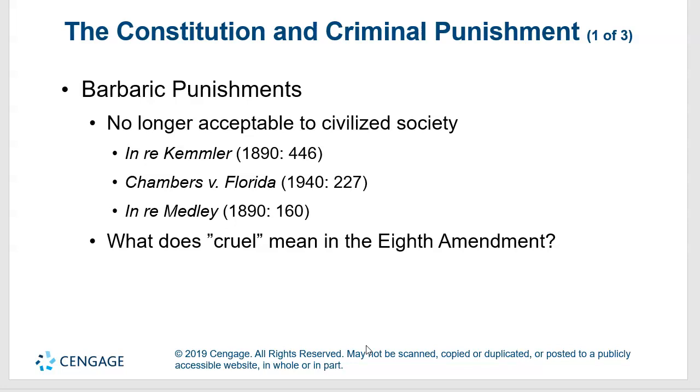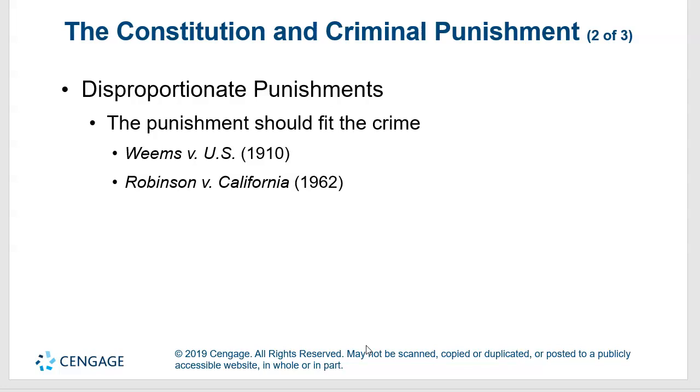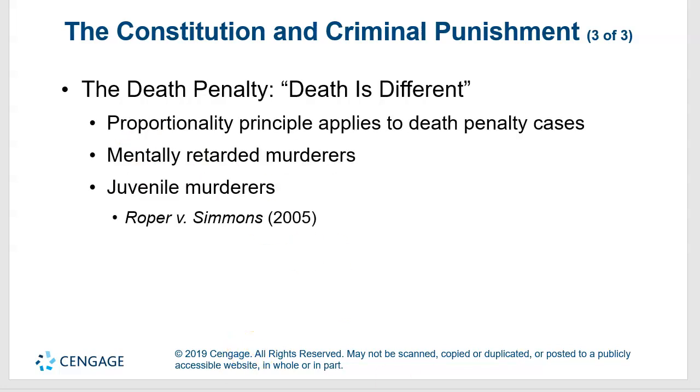Now, the Constitution also places some limits on criminal punishment. Barbaric punishments are prohibited. The word cruel generally means that disproportionate punishments are prohibited. It also limits how we perform executions and things like that. It also notes the idea that death is different. Death proportionality applies to death penalty cases. Therefore, we only execute people guilty of treason and people who have committed first-degree murder. There is no other eligible crime for the death penalty in our country.